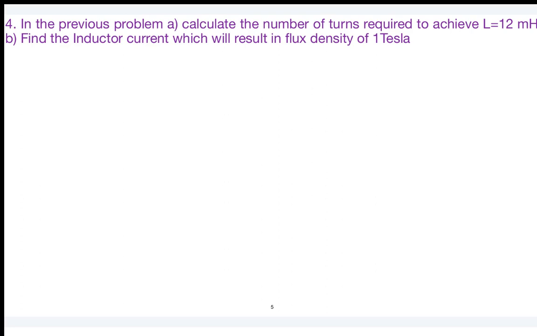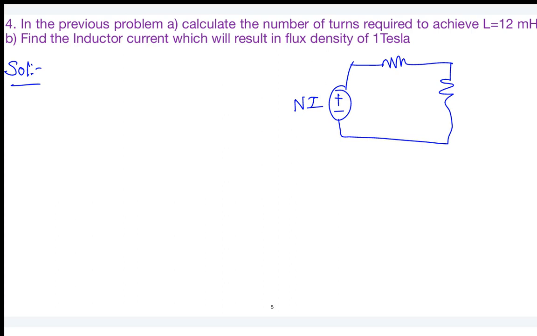So first of all, in the previous circuit, once again draw the magnetic circuit model. What you are going to get is, this is your total MMF, which is Ni, this is the reluctance of the core, and this is the reluctance of the air gap. So first obtain the equation for the inductance.